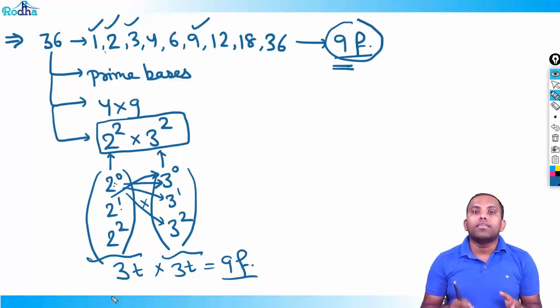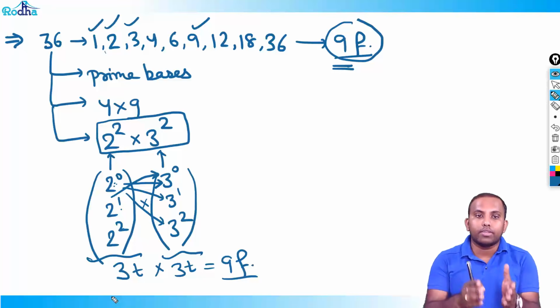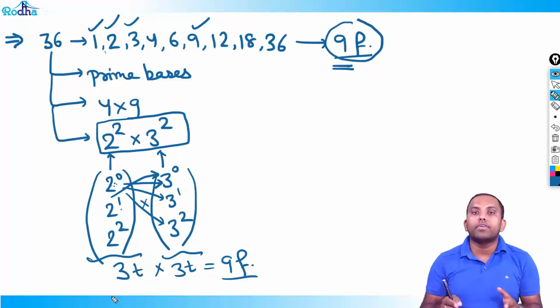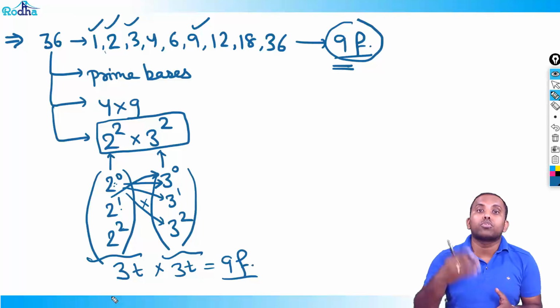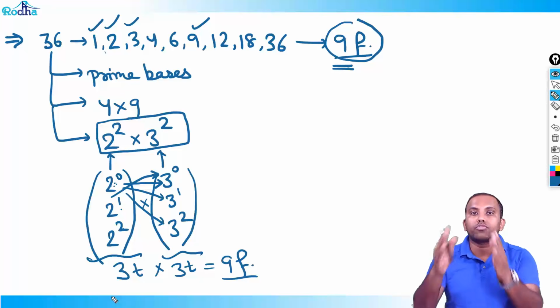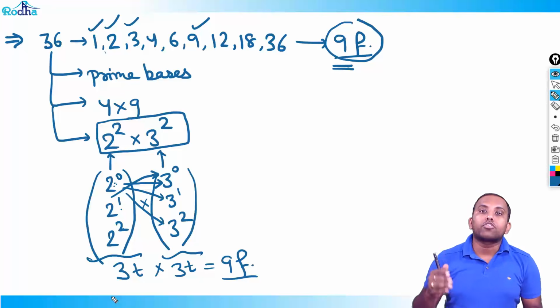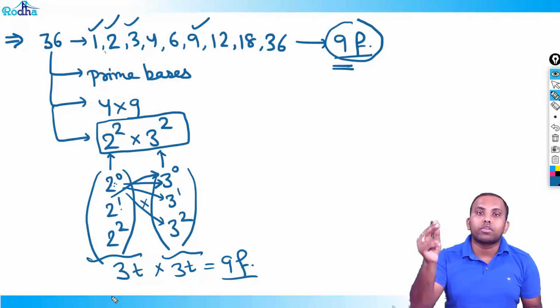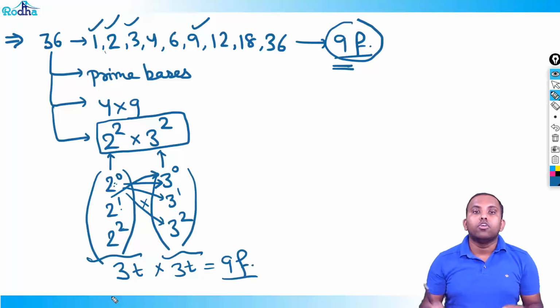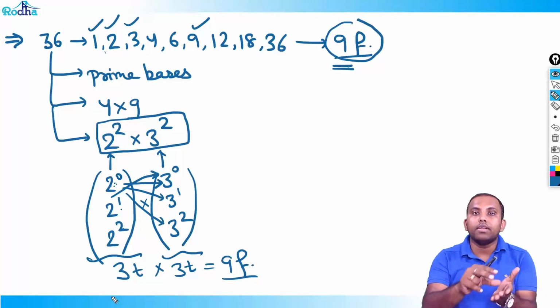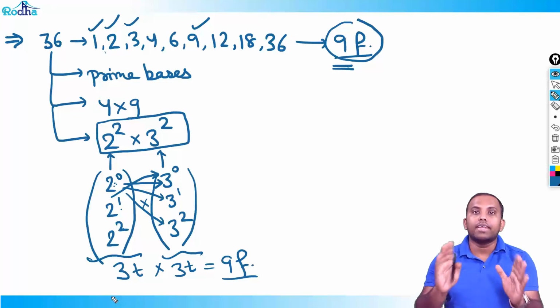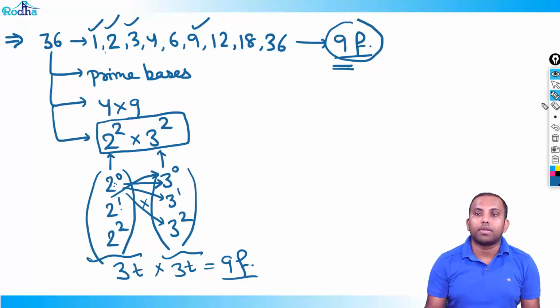Suppose I break it into a bracket of 2 and a bracket of 3. In the bracket of 2 we have all the factors of 2 square, that is 2 raised to 0, 2 raised to 1 and 2 square. In the second, a bracket of 3 has all the factors of 3 square: 3 raised to 0, 3 raised to 1 and 3 square. With 3 terms in the first bracket and 3 terms in the second, I get a total of 9 factors. Very important concept, right?